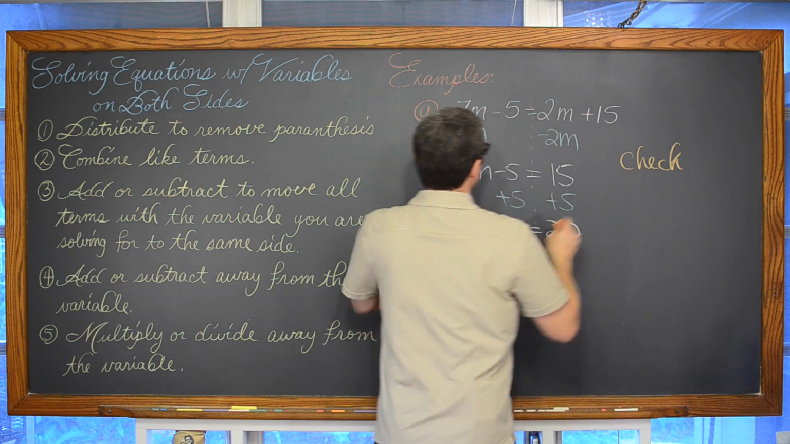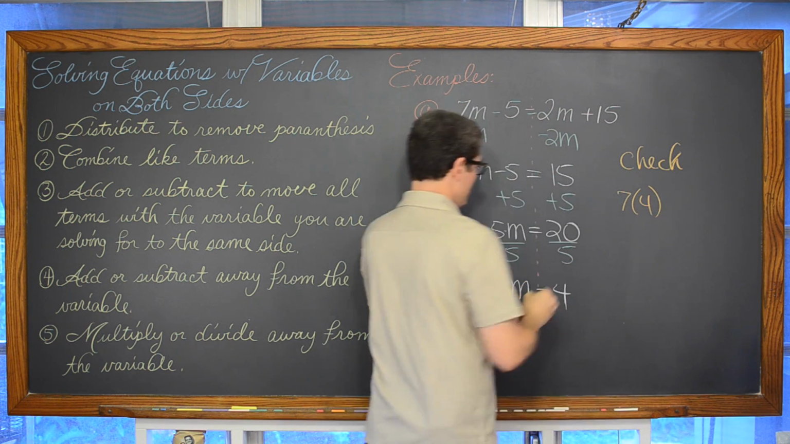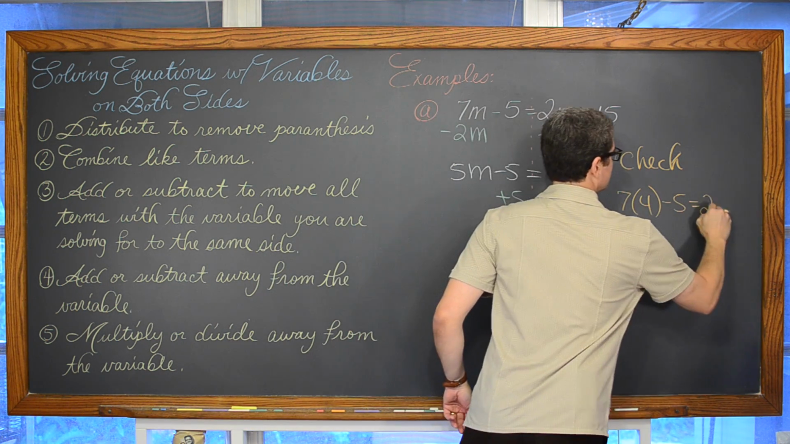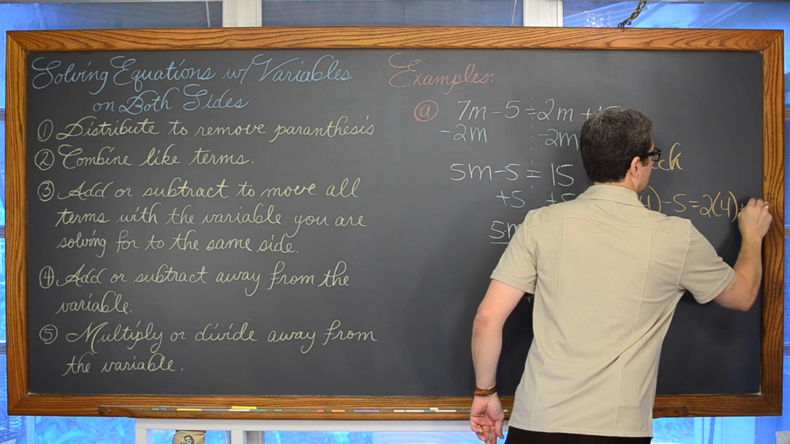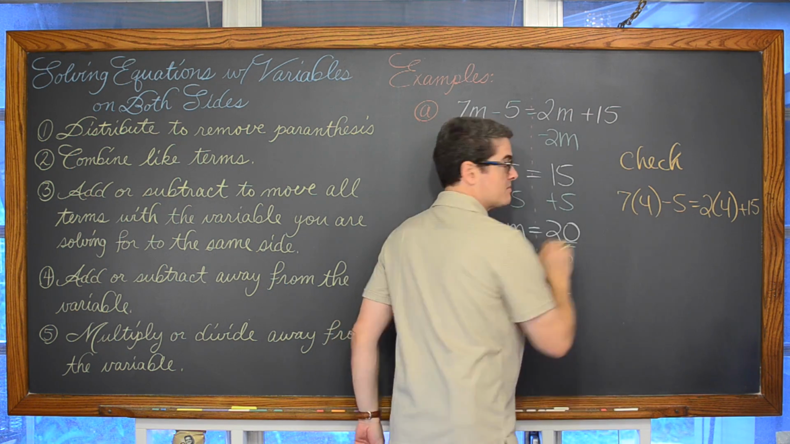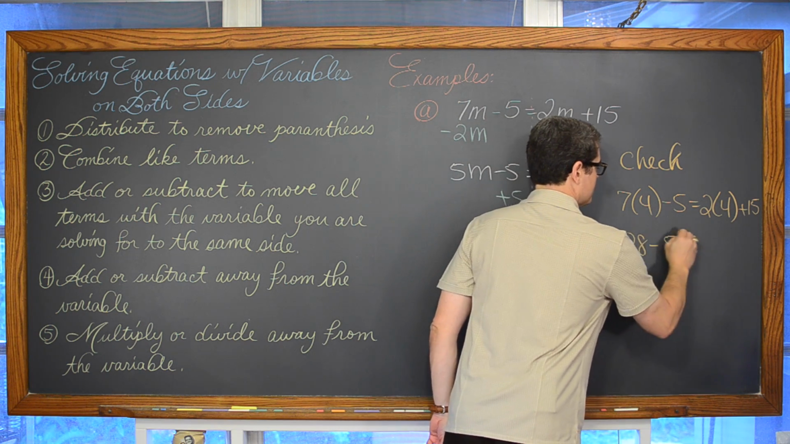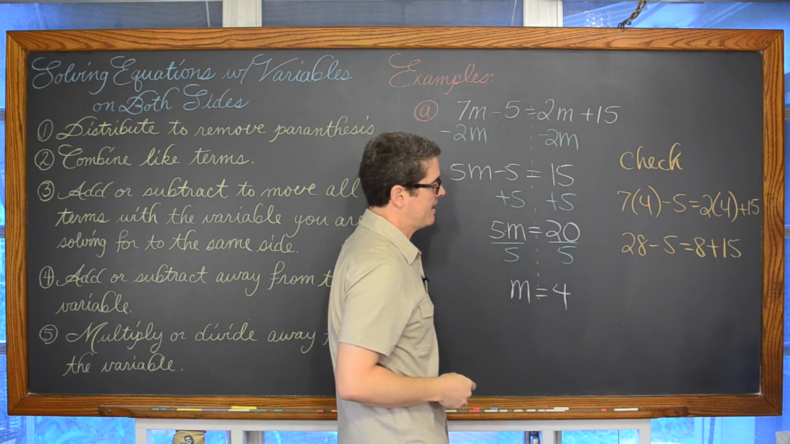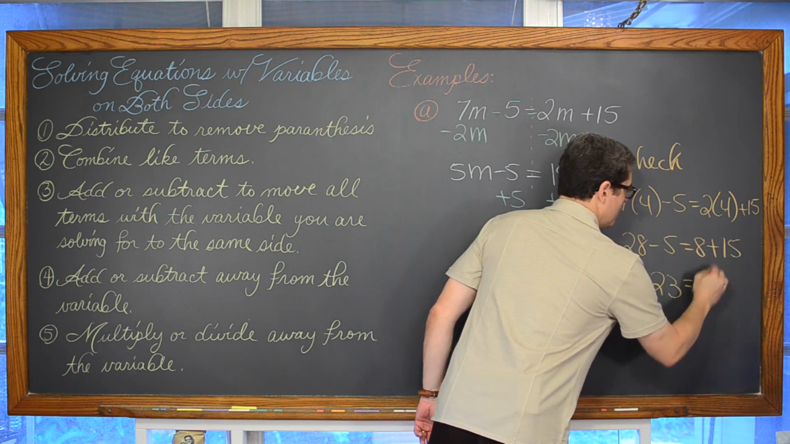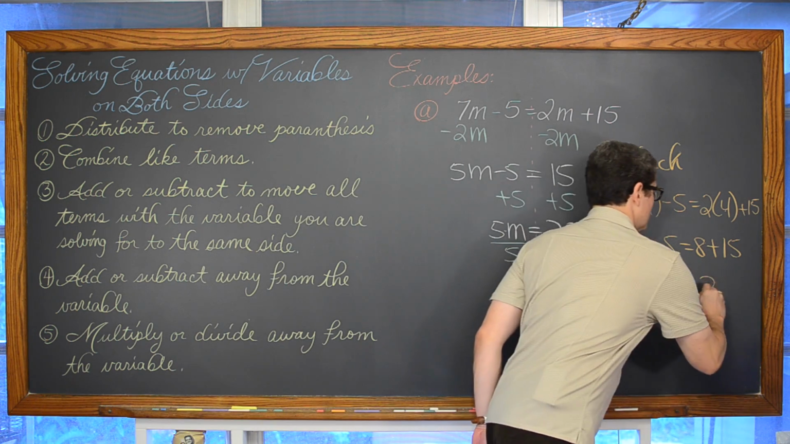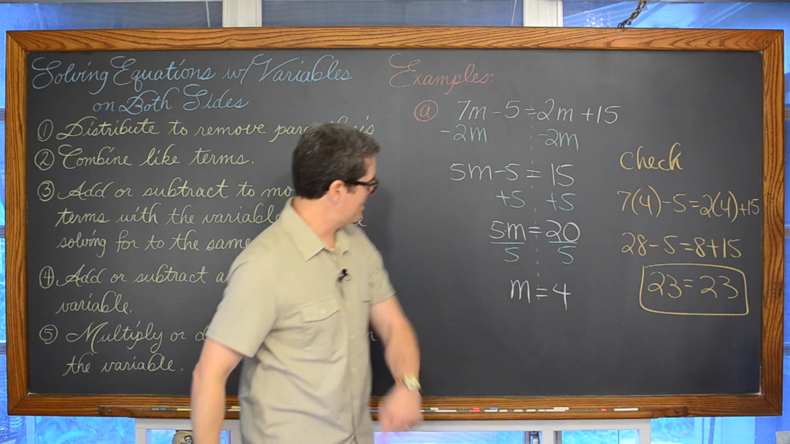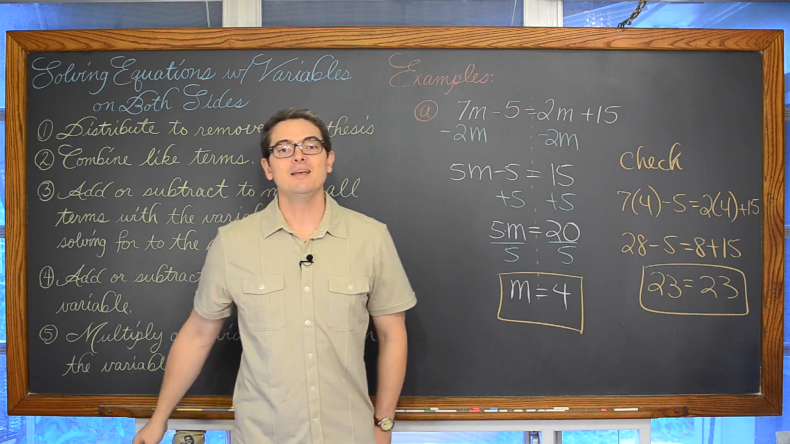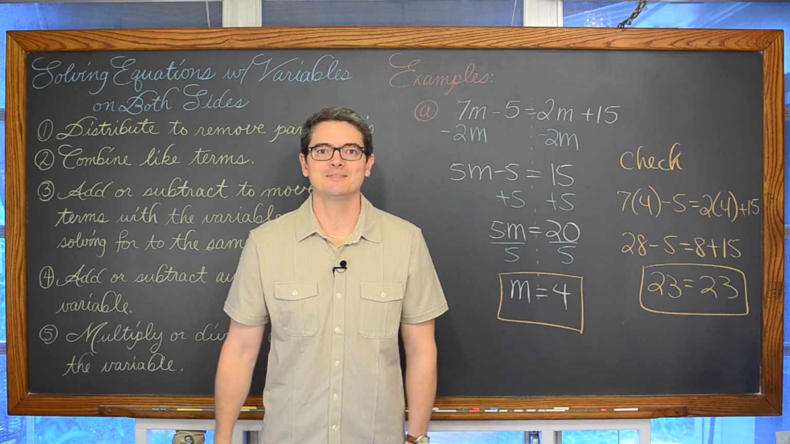problem, do a check here, and we have 7 times 4, which is what I believe our solution is, minus 5, is equal to 2 times 4 plus 15. We have 7 times 4 is 28, minus 5. 2 times 4 is 8, plus 15. We got 28 minus 5 is 23, and we have 8 plus 15, which is 23 as well, and there you go, bam! The value of 4 is the solution. It does make both sides of this equation equal. Let's get on to our next example.